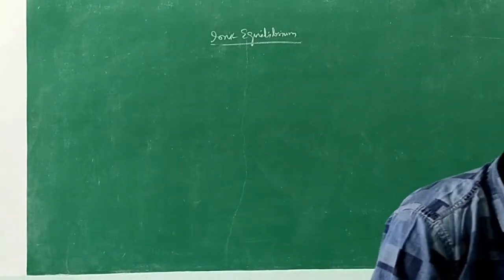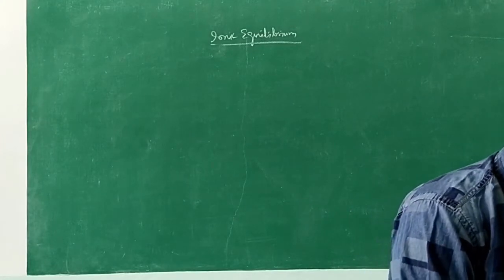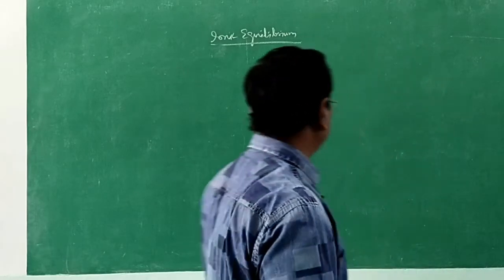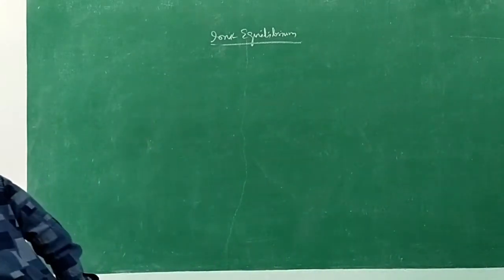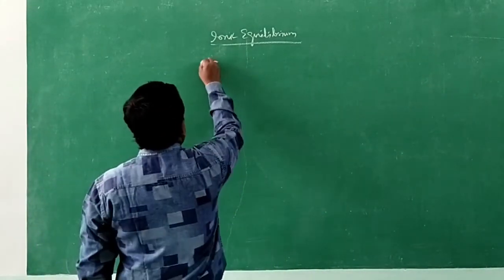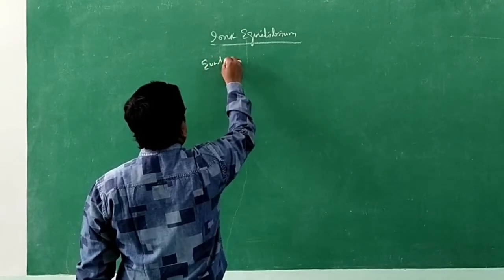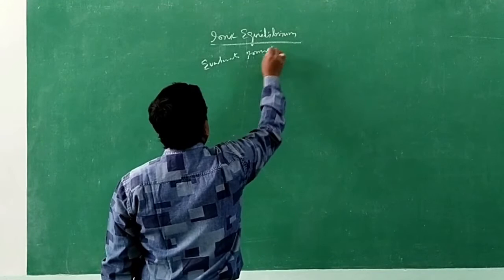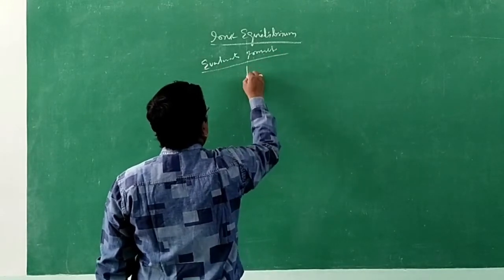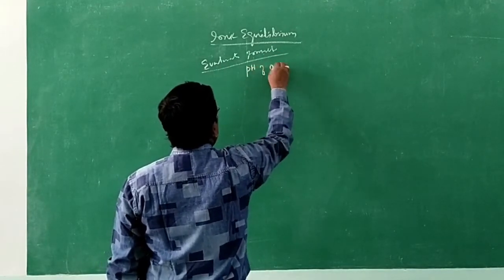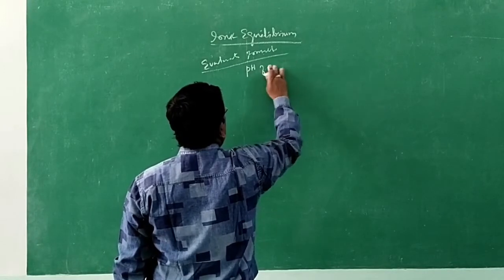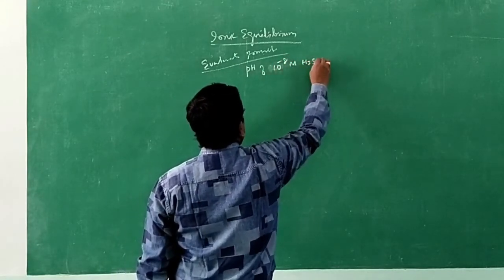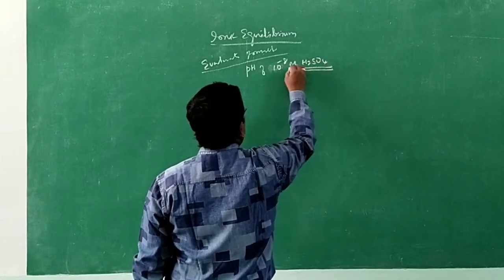So the next sum may be, evaluate yourself. 6, calculate the pH of 10 power minus 8 molar sulfuric acid. Evaluate yourself. Under that, you are asked to find out the pH of 10 power minus 8 molar sulfuric acid. Remember, it is sulfuric acid. Remember, it is given in molarity.